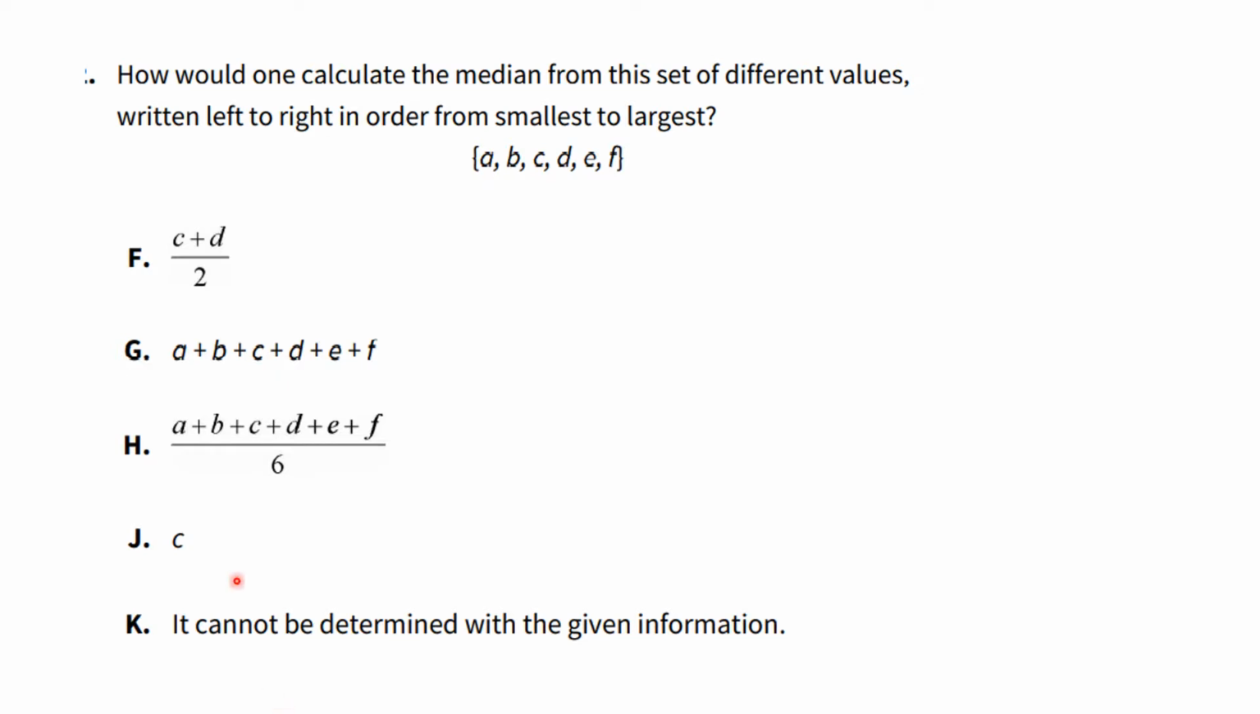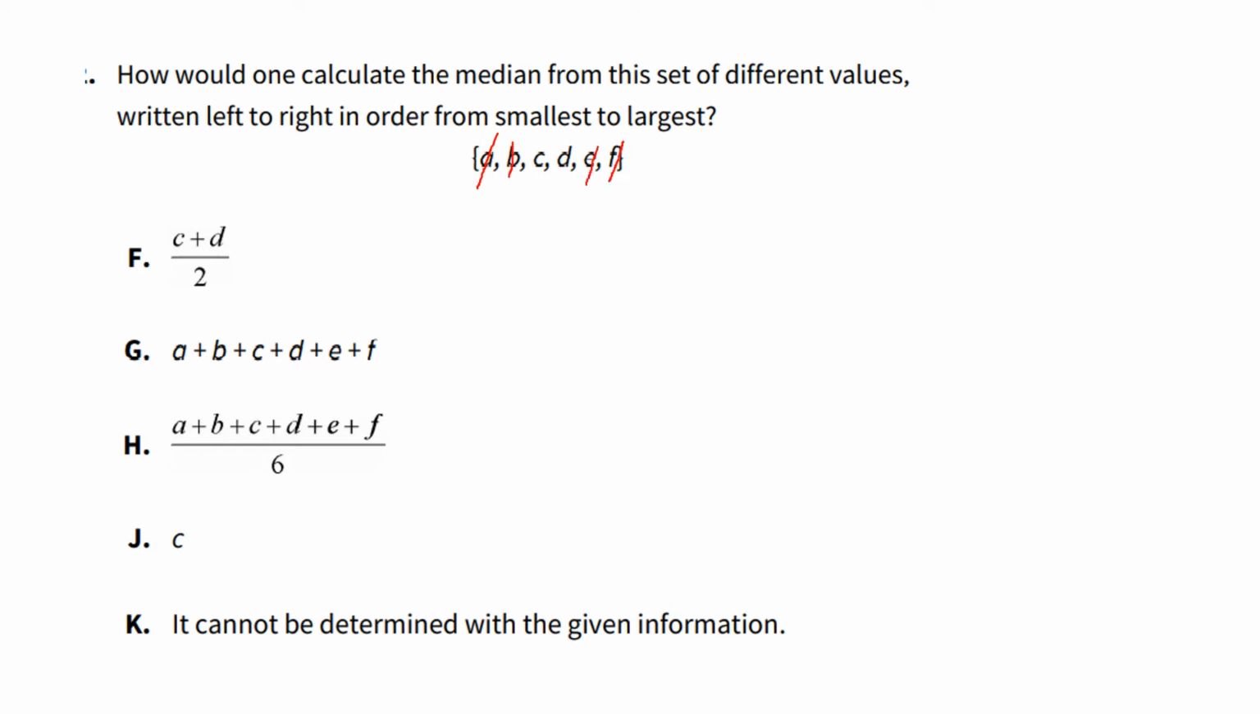Hello everyone. So this question is asking how one would calculate the median from this set of different values, written left to right in order from the smallest to the greatest. So how do you find the median? We can find it by crossing one from the left and one from the right, and then one from the left and then one from the right.